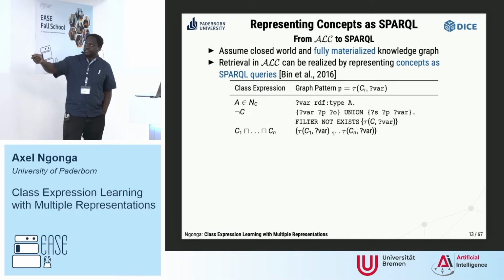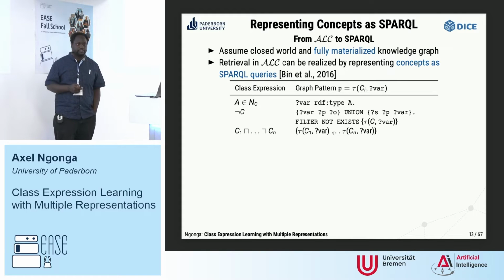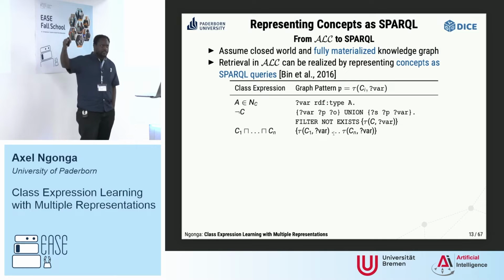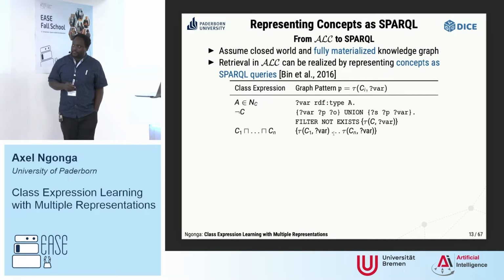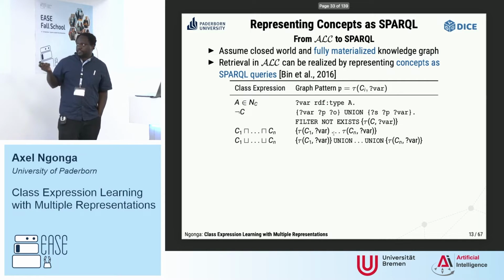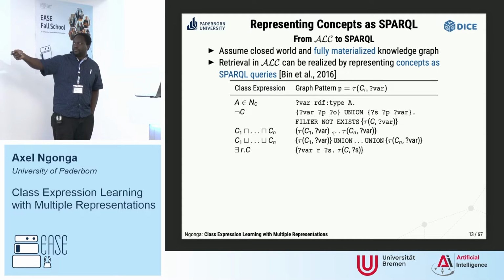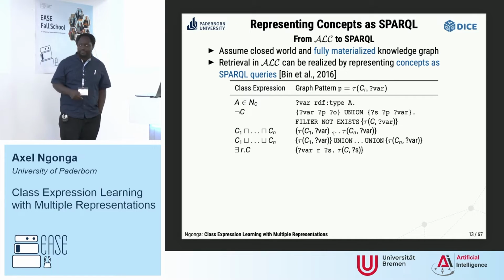Now, when it comes to intersections, well, that's also pretty straightforward. Those are conjunctions in SPARQL. So if you have intersection of C1 to Cn, all we need to compute is tau of C1 on var and C2 var and so on and so forth, up to Cn var. That's pretty straightforward, pretty obvious. The same holds for unions. Exists R.C, well, all we really need to do is have var R s and tau C s. So basically find all the vars which are such that there's at least one s of type C connected with them.